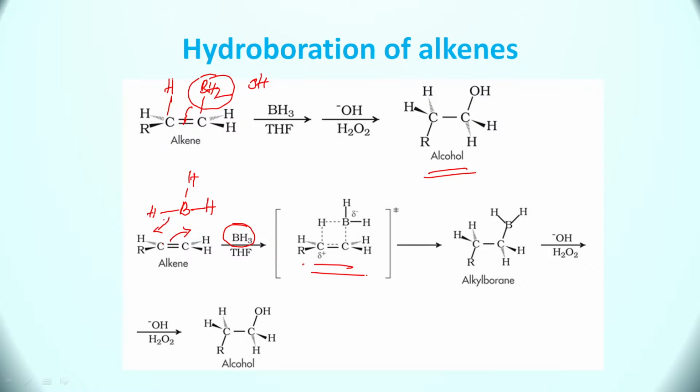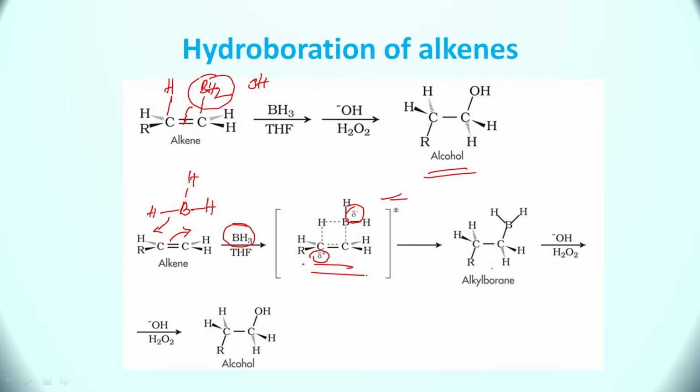Here, at the same time, there is a formation of a bond between carbon and boron, and there is a dissociation of the bond between boron and hydrogen, and also dissociation of the bond between carbon and carbon. That's why in this transition state you can find some partial bonds. This is the intermediate you will get. The carbon which is attached with hydrogen gets a partial positive charge, and boron gets a partial negative charge. This is the transition state you will get.